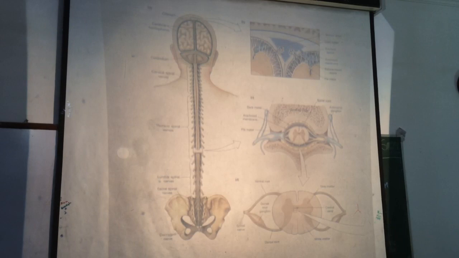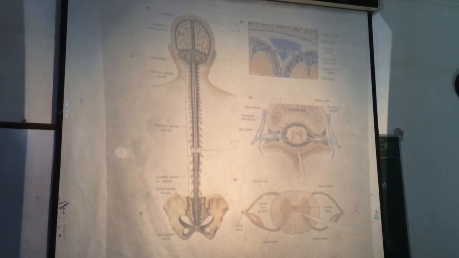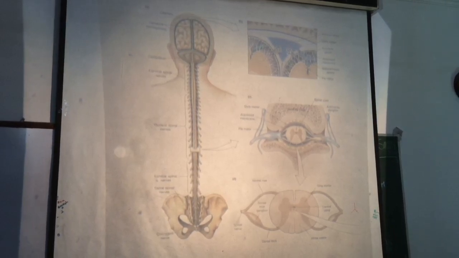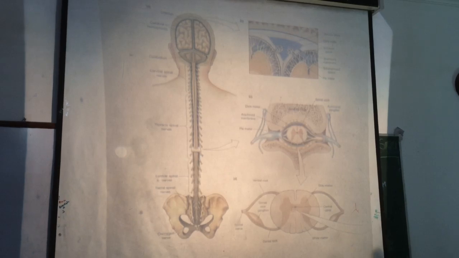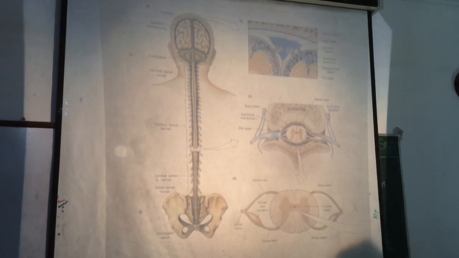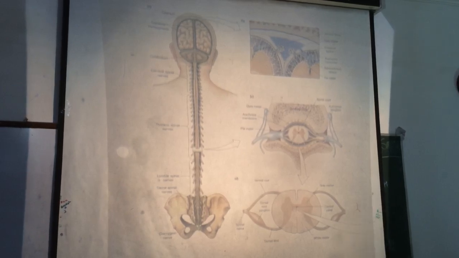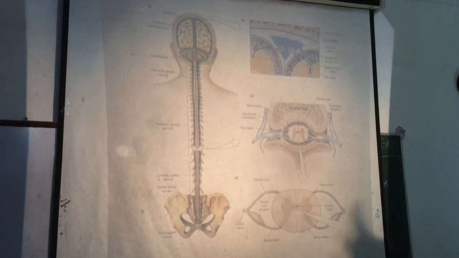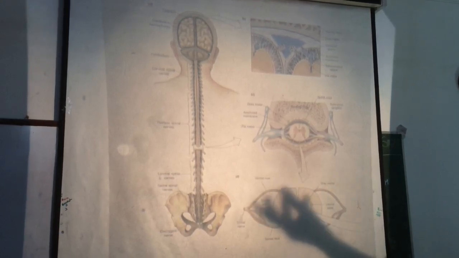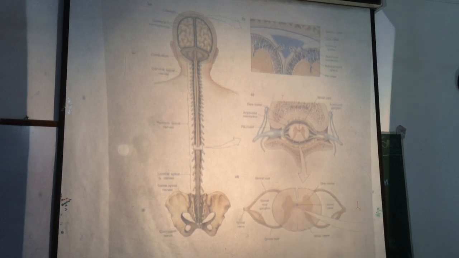Now these two roots of the spinal nerves are attached to the spinal cord through a number of rootlets. Multiple rootlets merge to form the dorsal root and the ventral root.